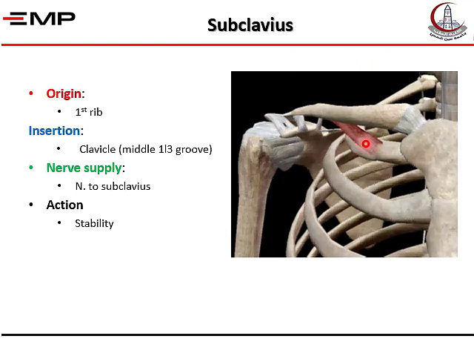This small muscle under the clavicle is the subclavius. It arises from the first rib close to its cartilage. It's inserted in a groove on the inferior surface of the middle third of clavicle. It is supplied by a special branch from the brachial plexus called nerve to subclavius. It does not cause any movements. It can be considered functionally as a ligament because it helps to stabilize the shoulder girdle.